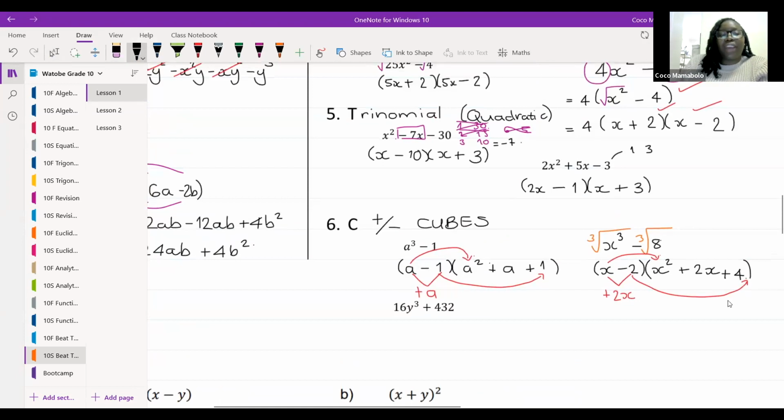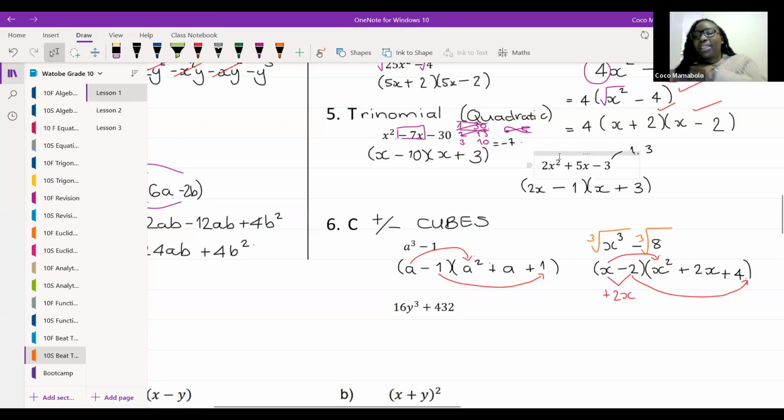All right, let's factorize this cube over here. I know I'm going to open a small bracket and a big bracket, but before we even get there, what do we need to do, guys? Our default setting, what do we need to do? Good, we need to take the HCF.